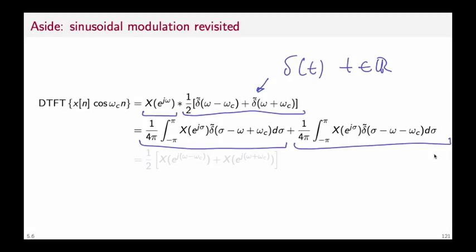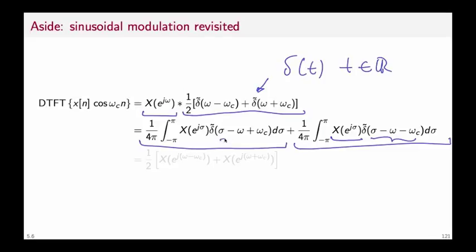And we have, for instance, in the first case, the integral of the product between the DTFT of x and delta of sigma minus omega plus omega c in this sigma. Similarly here, we have the complementary term on the negative axis, the integral of the product between the Fourier transform of x and delta of sigma minus omega c. Because of the shifting property of the delta, these integrals will isolate the value of the Fourier transform at the value of sigma where the argument to the delta is equal to 0.